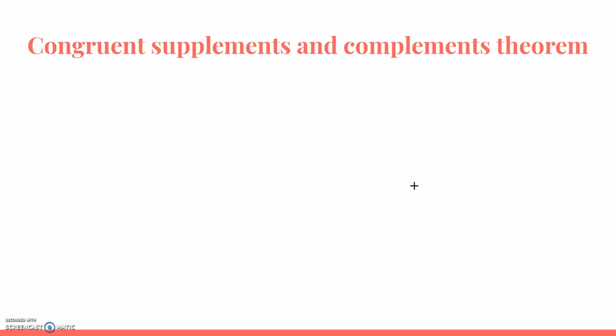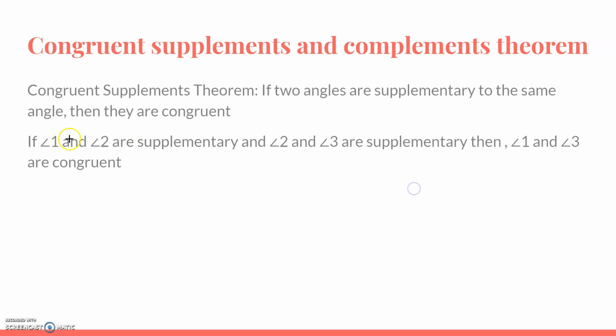Alright, so now, the congruent supplements and complements theorems. First off, the congruent supplements theorem. If two angles are supplementary to the same angle, then they are congruent. If angle 1 and angle 2 are supplementary, and angle 2 and angle 3 are supplementary, then angle 1 and 3 are congruent. That's because they're both supplementary to angle 2.